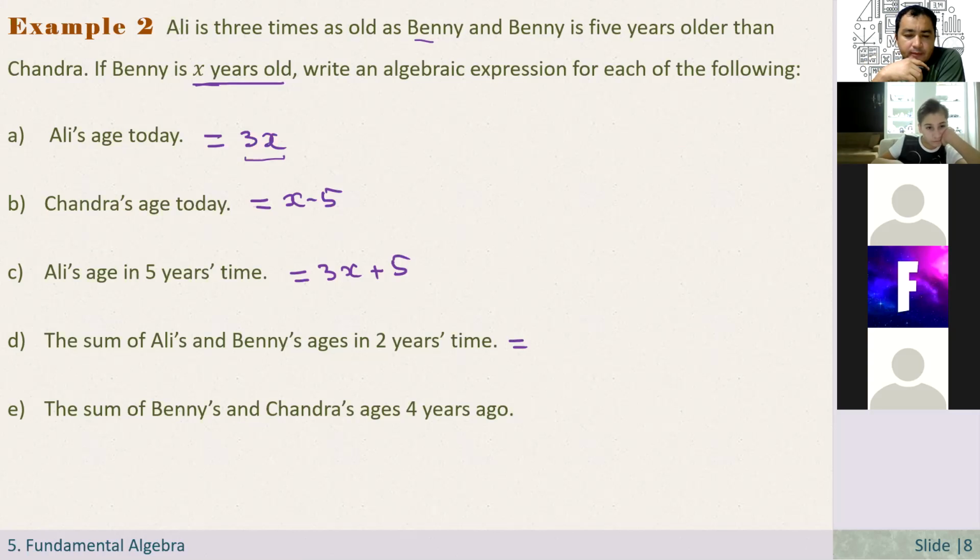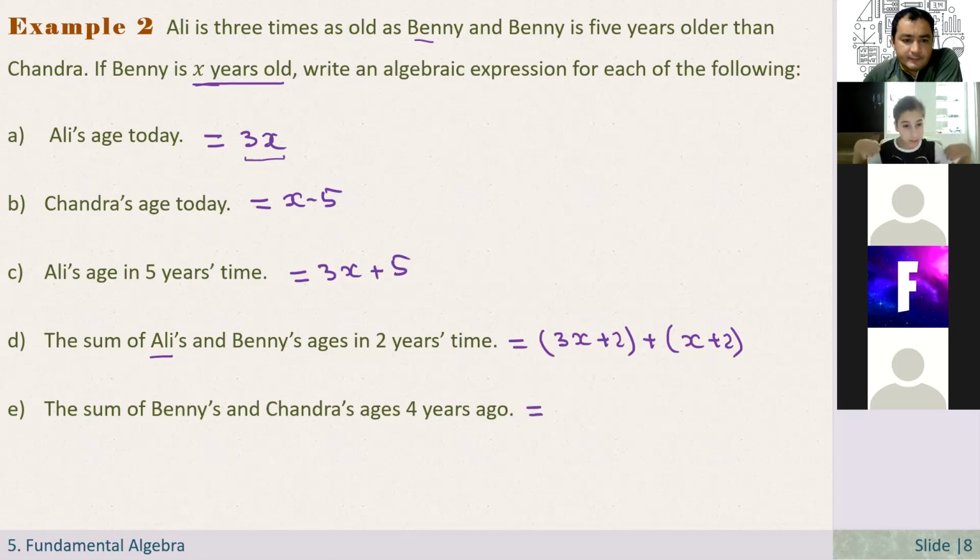So the sum of Ali's and Benny's ages in 2 years' time. First, let's write Ali's age in 2 years' time. It is 3x plus 2, right? And Benny's age in 2 years' time, yes, x plus 2. Okay, good.